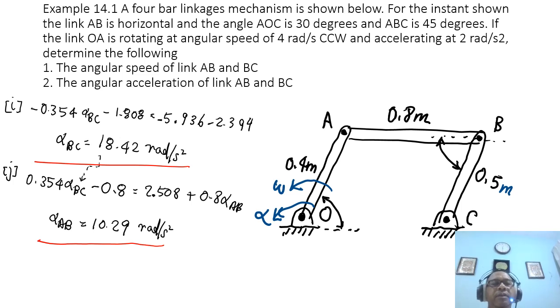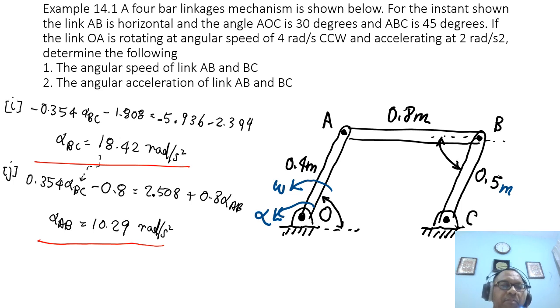So we have the final slide here where I've already taken the i and j parts of the equations out. For the i part, 0.354 alpha BC minus 1.808 equals minus 5.936 minus 2.394, and you can calculate alpha BC to be 18.42 radian per second squared.